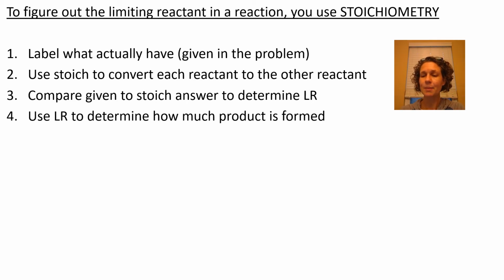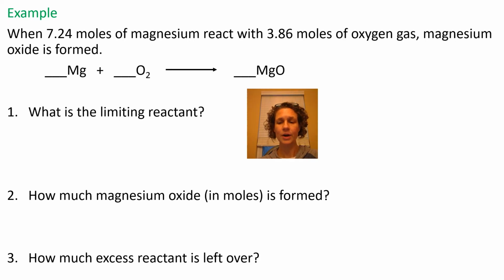So, example time. Here is our example for limiting reactants. When 7.24 moles of magnesium, so there's one of our givens. You're always going to have two givens in these problems because you're going to have two reactants. React with 3.86 moles of oxygen, magnesium oxide is formed. So there are our two givens. This is what you have in your pantry, what is sitting there on the table. This is what you start with.